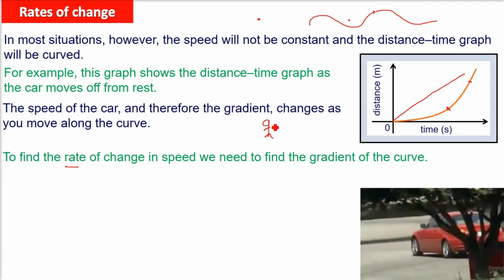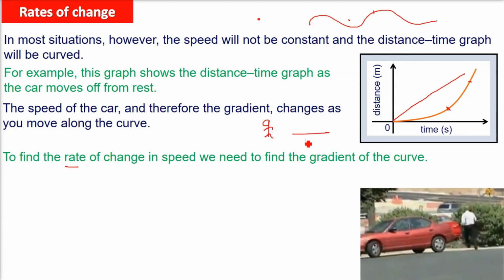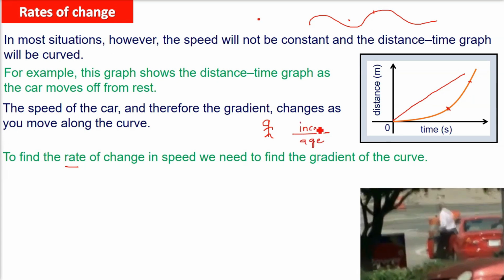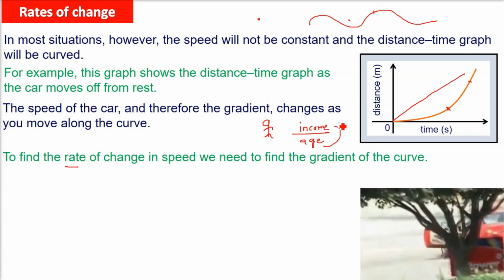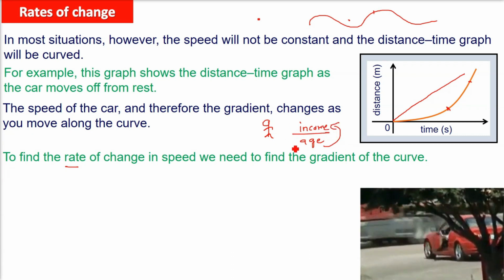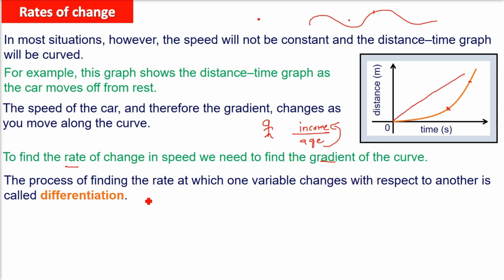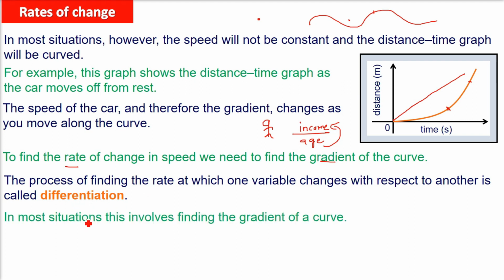I'll give you one more example. For example, you are earning something. With respect to age, how is your income changing? So the rate of change of income with respect to the age is differentiation, is gradient, is slope, is m, is tan theta. That is the instantaneous value. The process of finding the rate at which one variable changes with respect to another is called differentiation. Okay, so this is all about income changing with respect to age, the distance with respect to time.